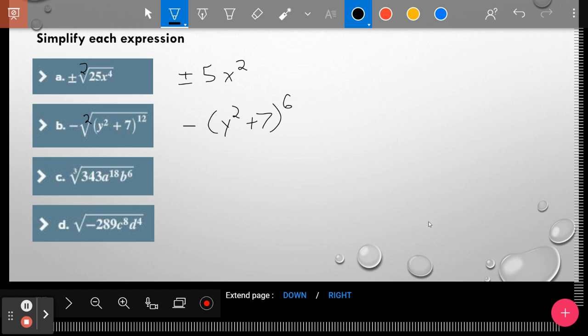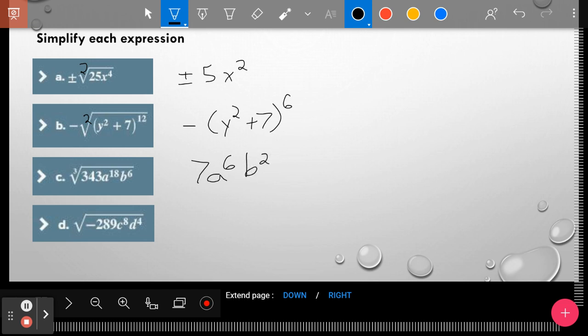I would need a calculator for the next one. So I grab my calculator and I do the cubic root. If I'm using my TI calculator, that means I'm going to hit math and go down to the fourth one, cubic root of 343, which it tells me is 7. And so 7, and 18 divided by 3 is 6, 6 divided by 3 is 2.